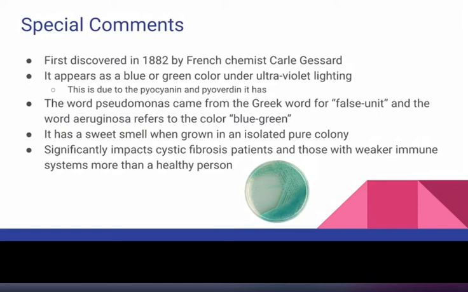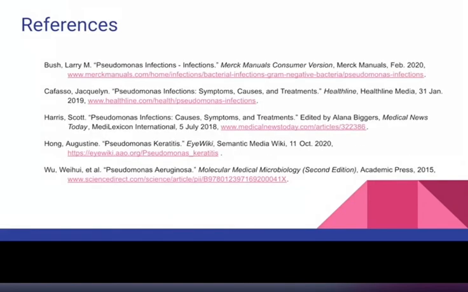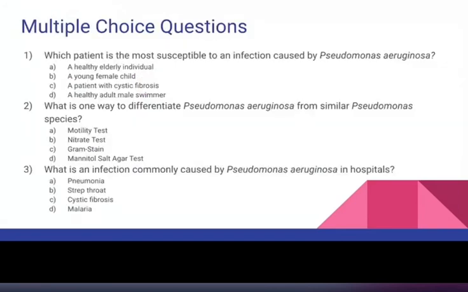It has a sweet smell, which has been described as grapes when it is isolated in a pure colony, and it significantly impacts cystic fibrosis patients more than any other patient with a weaker immune system, and far more than patients who are healthy. So here are the references I used when working on this project and finding my information. And I have some multiple choice questions.